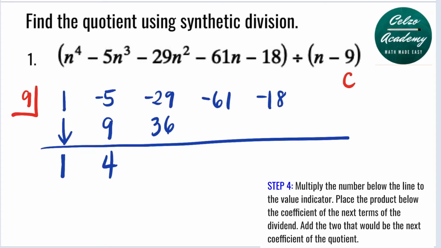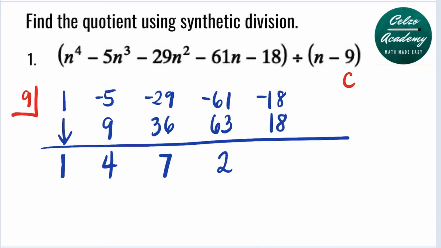Adding negative 29 and 36, that's 7. We multiply 7 by 9, that's 63. Adding negative 61 plus 63, that's 2. And then 2 times 9, we have 18. Adding negative 18 and 18, that's 0.